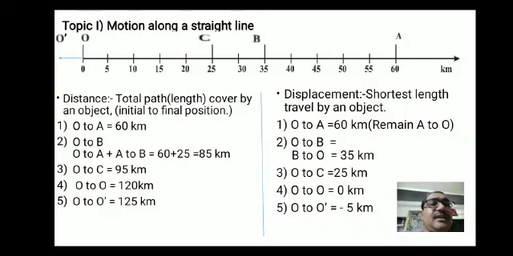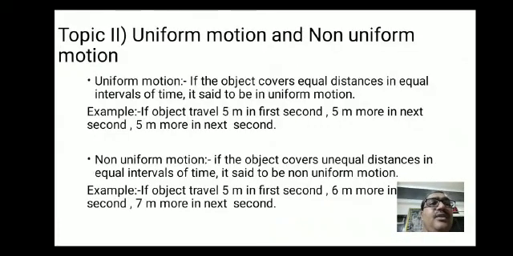Now let's understand the second topic, uniform motion and non-uniform motion. What is the meaning of uniform motion? Uniform means same and non-uniform means not same, it's different. So let's understand uniform motion. What is the definition of uniform motion? If the object covers equal distances in equal intervals of time, it's said to be uniform motion.